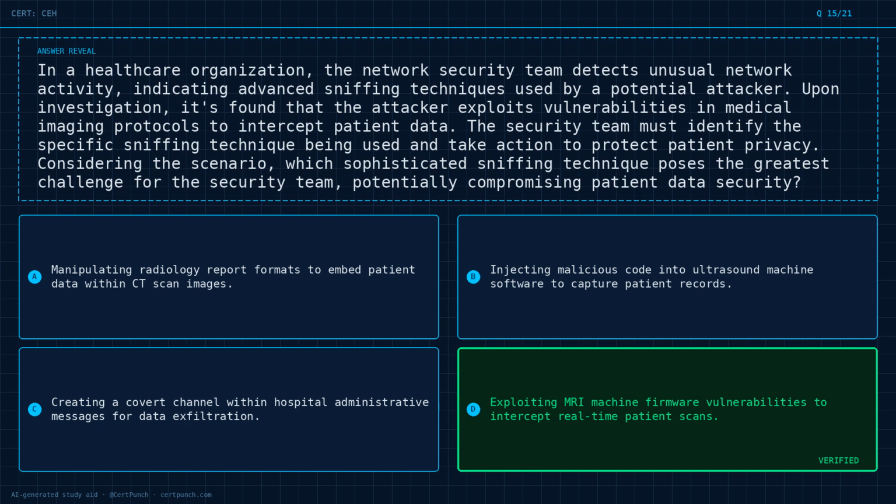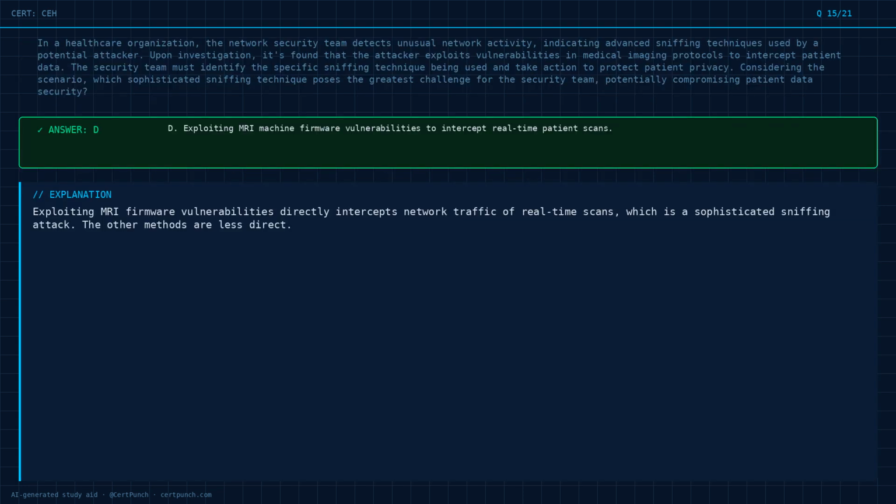The answer is option D. Exam logic. Exploiting MRI firmware vulnerabilities directly intercepts network traffic of real-time scans, which is a sophisticated sniffing attack. The other methods are less direct.